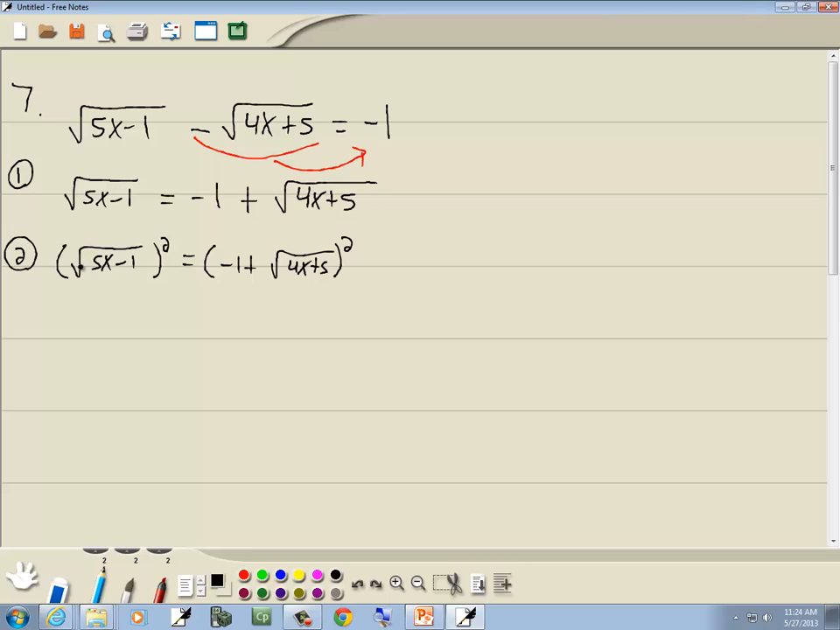Now over on the left side, the index matches the power we're raising it to, so they cancel each other away. So I'm left with 5x minus 1 equals, and then on the right side, I'm going to rewrite that as negative 1 plus square root of 4x plus 5 times negative 1 plus square root of 4x plus 5. I can't just square the negative 1 and square the square root because of the plus in there. Everything has to be multiplication inside your parentheses for you to take everything to the second power.